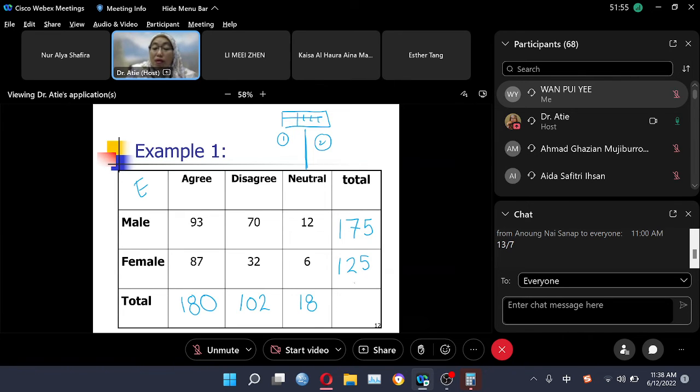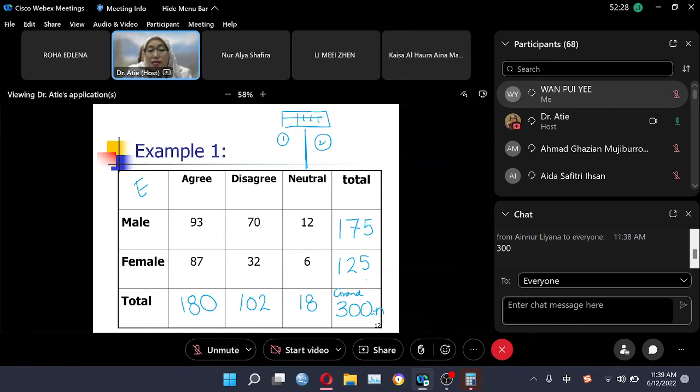Please sum up all these numbers. What do you get? Anyone? Okay, the grand total. 300, Doctor. Okay, so this number is actually your n, because in the question it says a random sample of 300 parents. So you must get the total number of the sample, 300. So what does it mean? How can we read all these numbers?